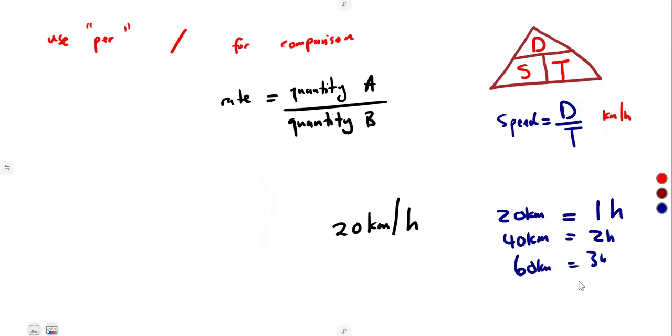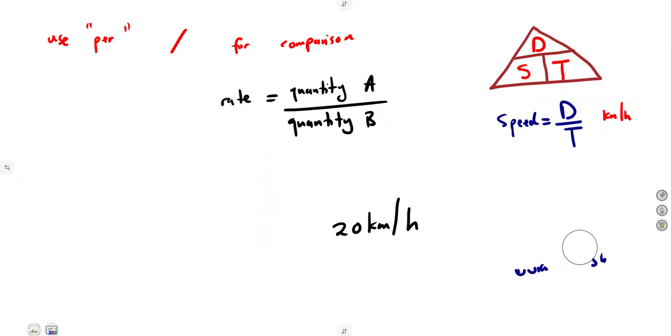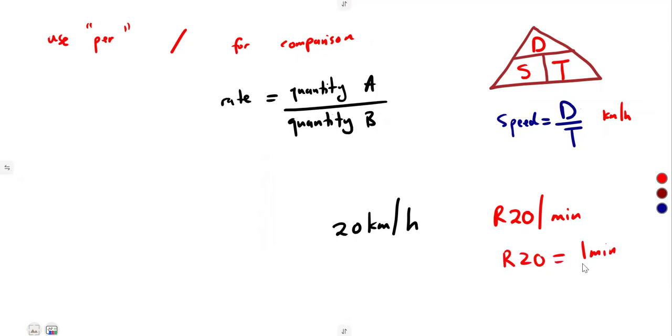So we can know the distance that is covered for any time that is given from understanding this per unit time. The cost is given as 20 Rand per minute. Meaning to say for each and every minute, you are getting 20 Rand. Each and every minute. So what about in 5 minutes? Simply going to be 5 times 20.